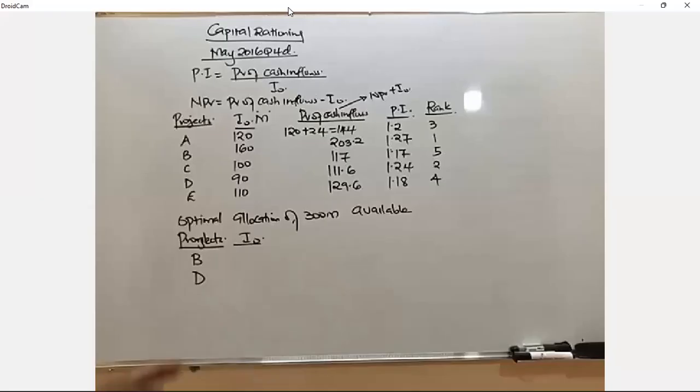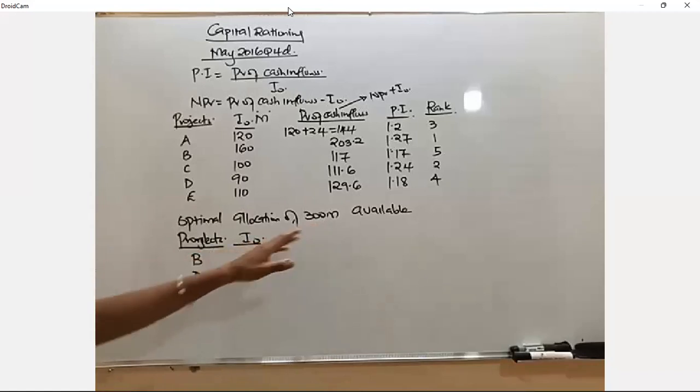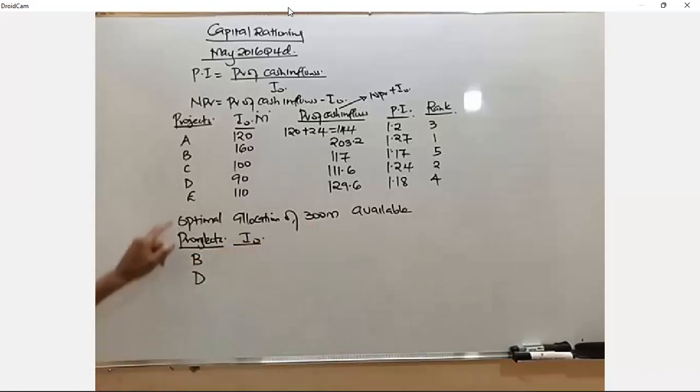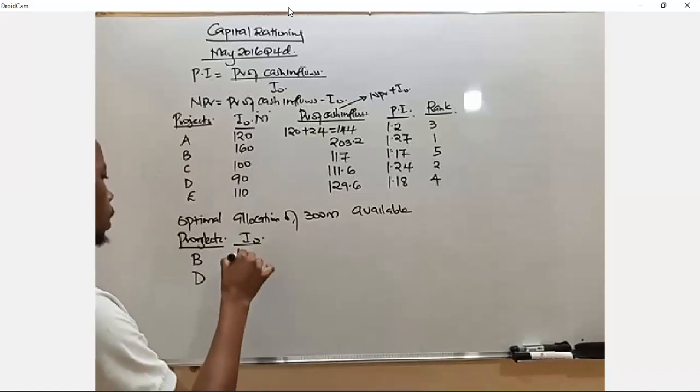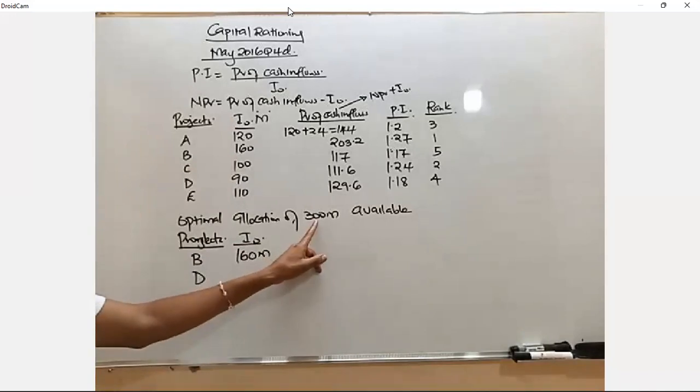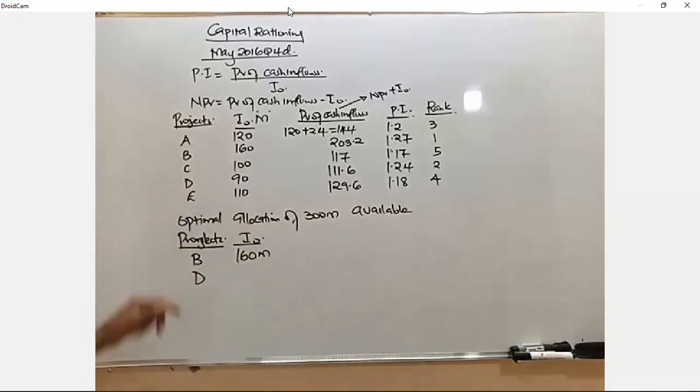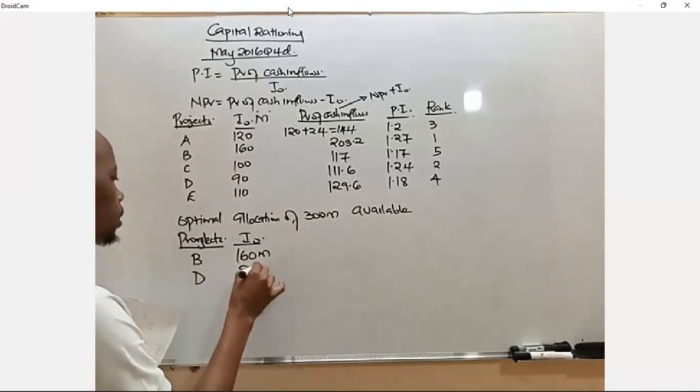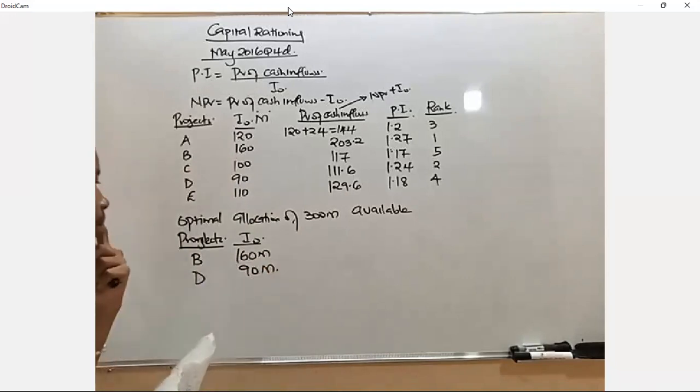Thank you. So in this case, we are going to be taking our project. Then we look at the amount that we have, we allocate on our project. The best project requires 160 initially. So here we talk about 160 million. Then the second one, we have not exhausted 300 million. So we look at D. D requires 90 million.